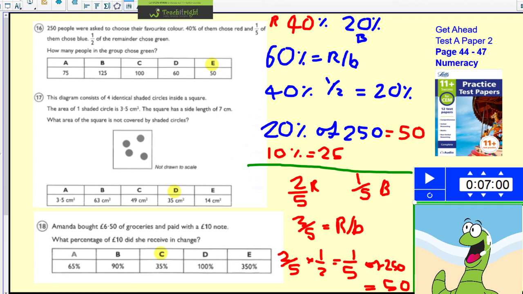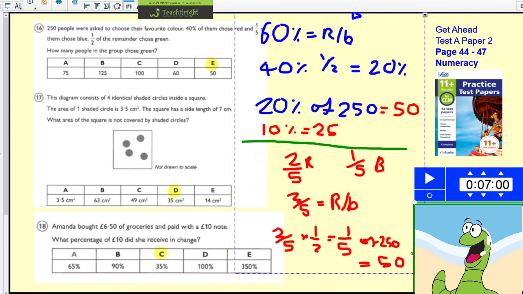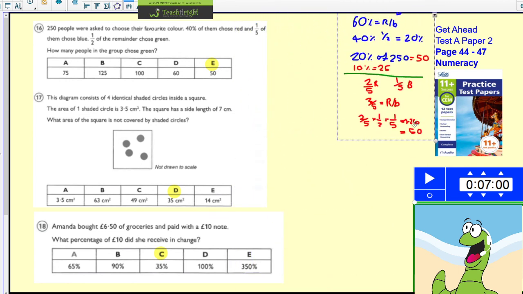Right, sorry everyone, let's just shrink that now. That's quite a lot of math for just one question. We are nearly there. This is the last page. You're doing really well.